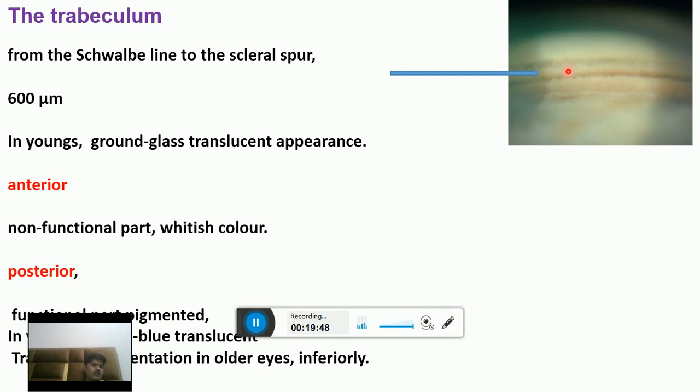The posterior part is the pigmented and functional part. It lies adjacent to the scleral spur. It has a grey-blue translucent appearance in the young. Trabecular pigmentation is rare prior to puberty, but in older eyes involves the posterior trabeculum to a variable extent, most marked inferiorly. Patchy trabecular pigmentation in a suspiciously narrow angle raises the possibility of intermittent iris contact.